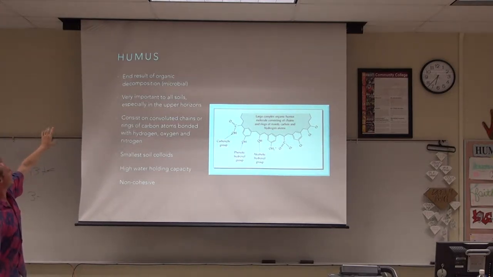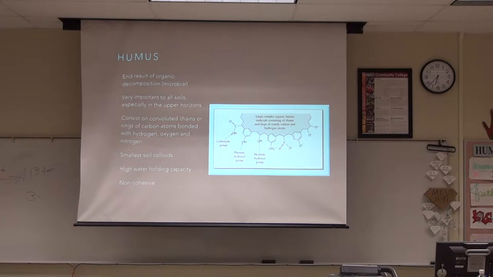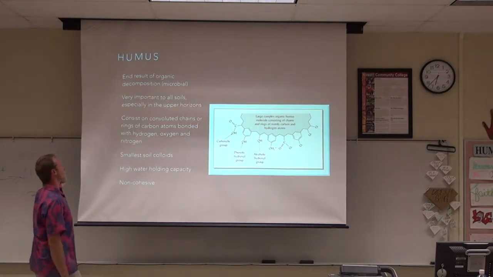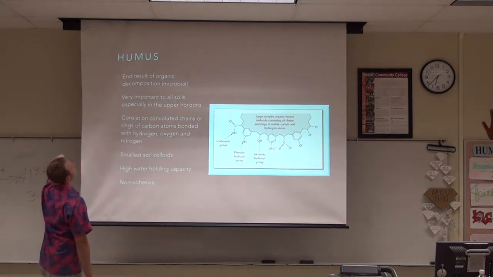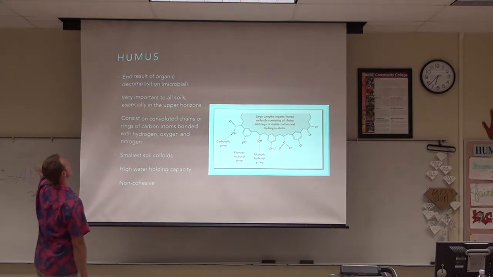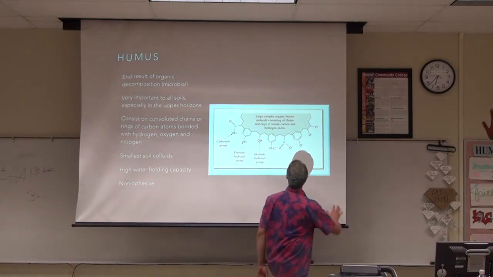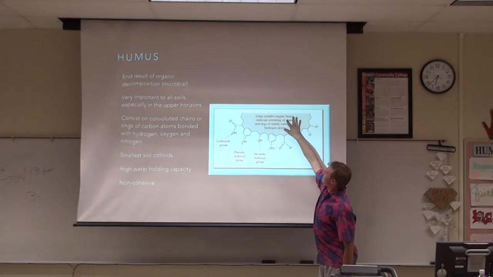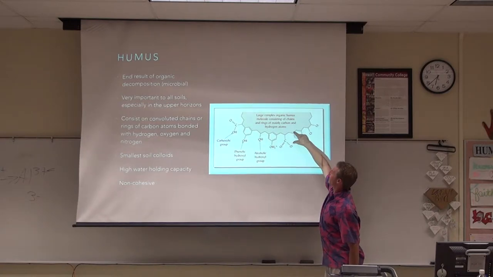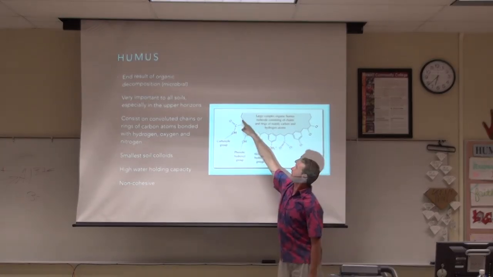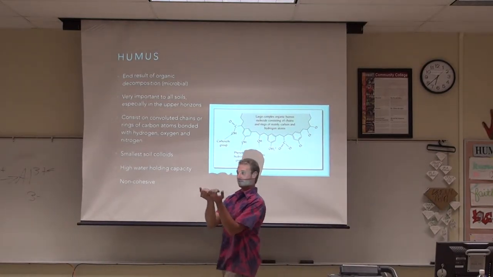Very important to all soils, especially in the upper horizons, the O horizon and A horizon. It consists of colloids. Convoluted chains or rings of carbon atoms bonded with hydrogen, oxygen, and nitrogen. Humus is a large complex organic molecule consisting of chains and rings of mainly carbon and hydrogen atoms. And most of these are a ring. They go all the way around. So they're not a line.